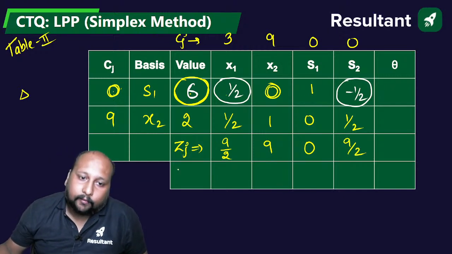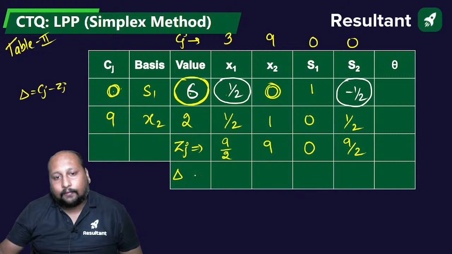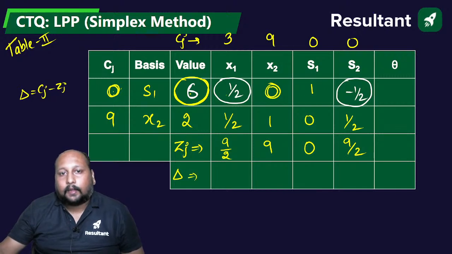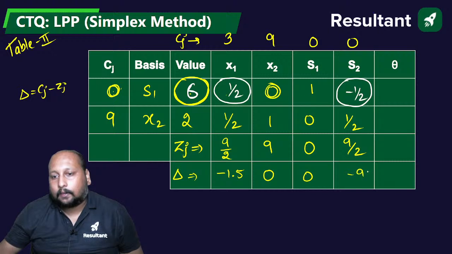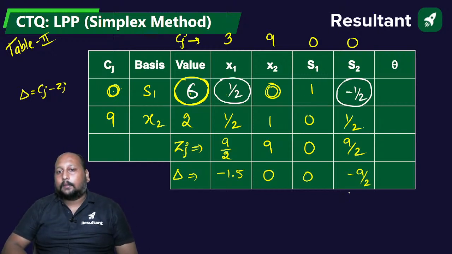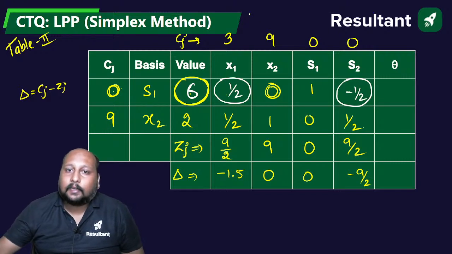Now we have to calculate the value of delta. Delta क्या होता है? Delta is equal to Cj minus Zj. So we are having, what's the value of delta? So we are having 3 minus this one, that is minus 1.5. 9 minus 9 is 0. This is 0 and this is minus 9 by 2. ठीक है? Fine.